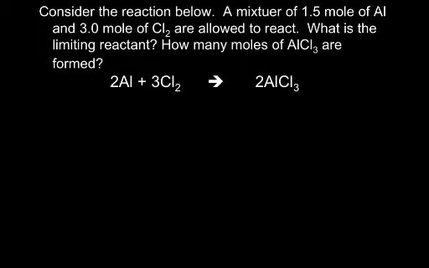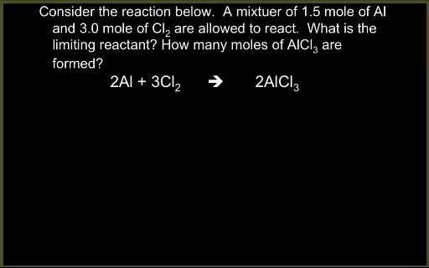Okay, so let's try another one. This one says we have a reaction below. We have aluminum reacting with chlorine to give us 2AlCl3. A mixture, the typo there, of 1.5 moles of Al and 3 moles of Cl2 are allowed to react. What is the limiting reactant, and how many moles of AlCl3 are formed? This one gives us the reactants in moles and asks for moles, so it should be a pretty simple one.